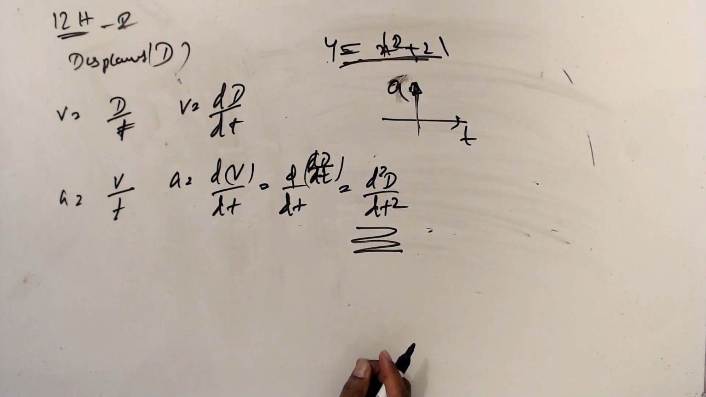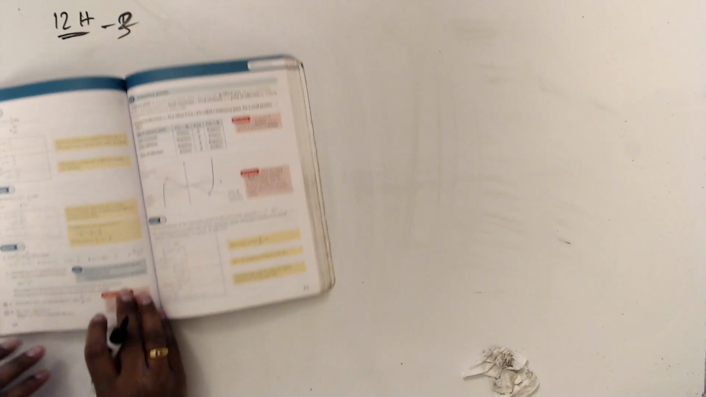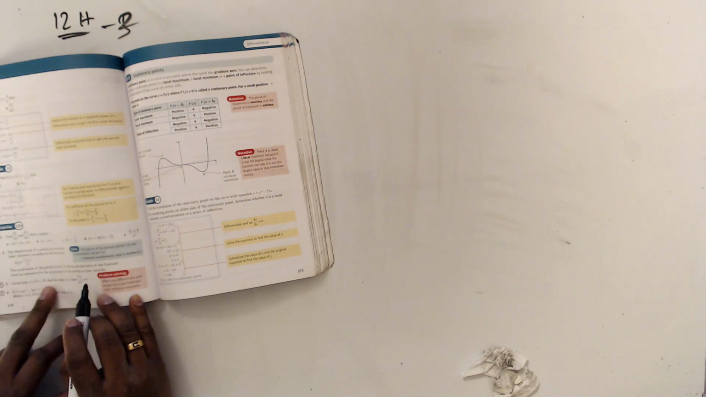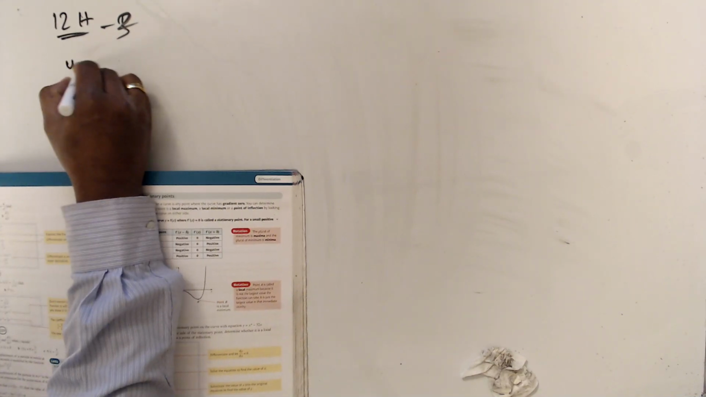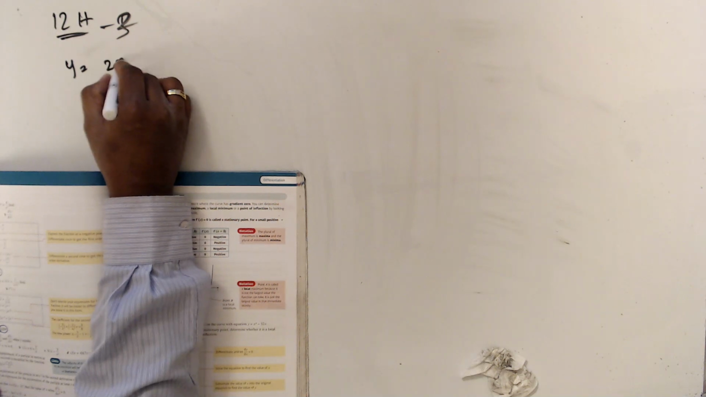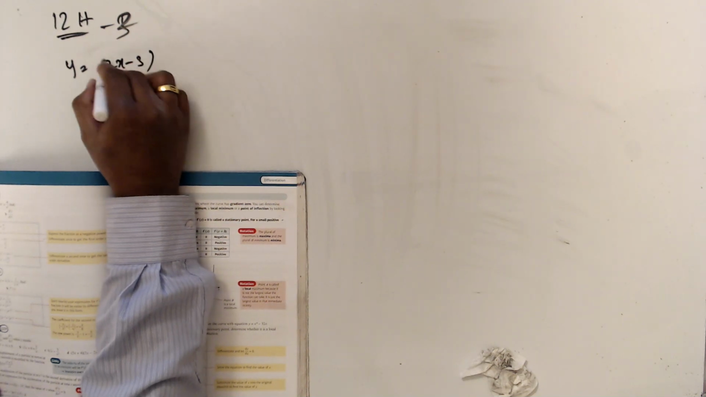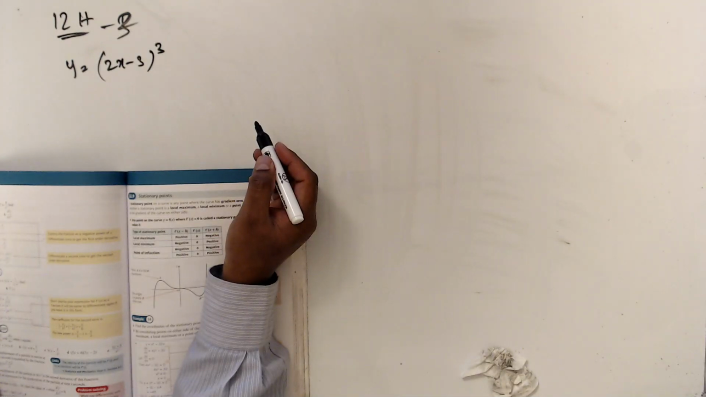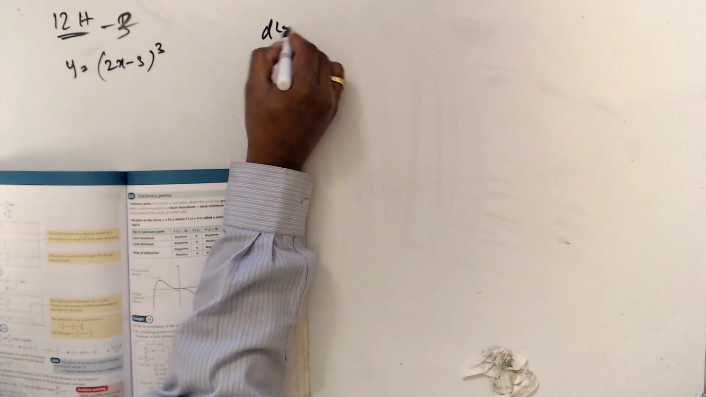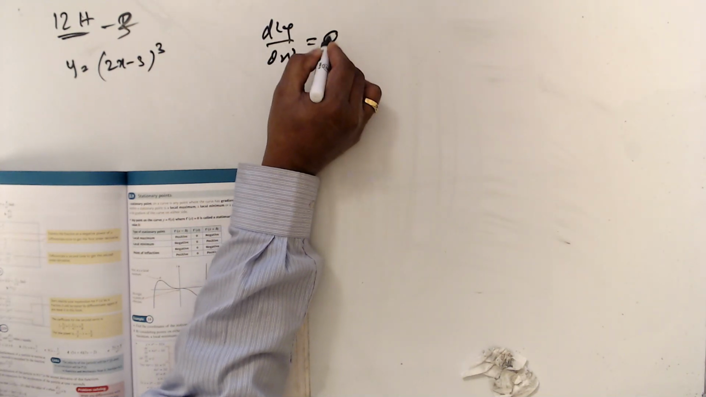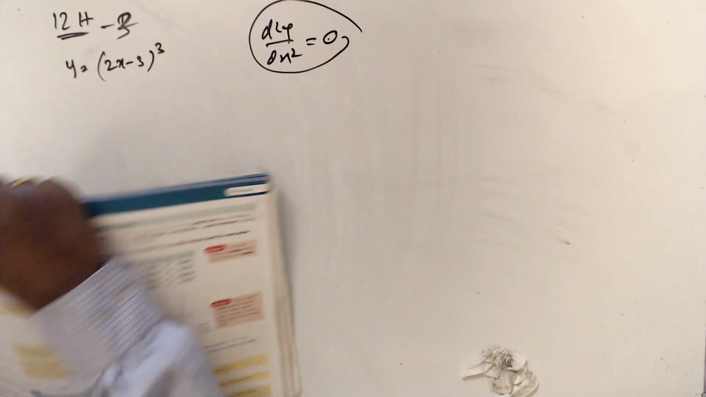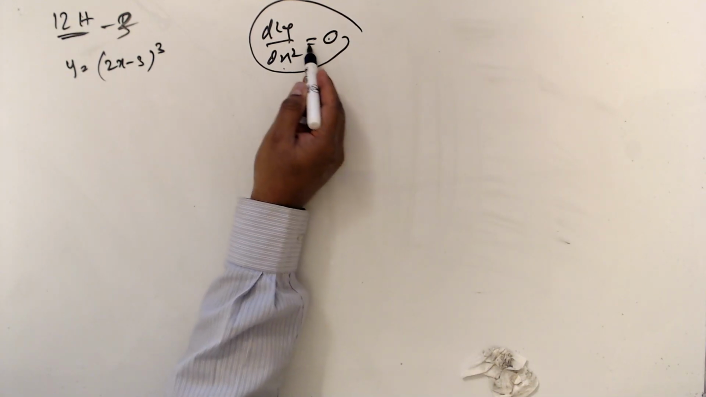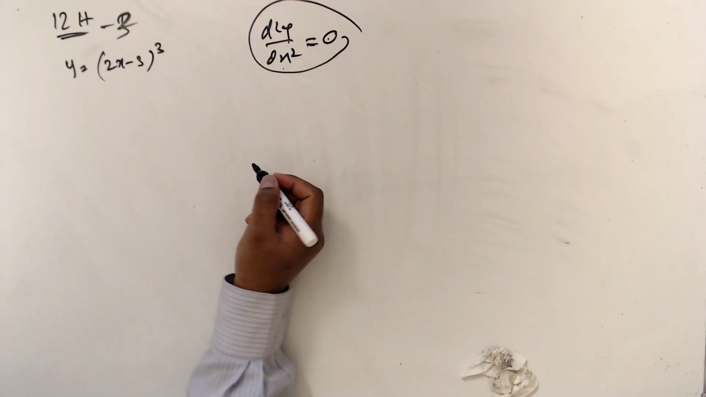Question number 3. d square y over dx square, given y equals (2x minus 3) to the power 3. Now find the value of x where d square y over dx square equals 0. So this is an equation. We want to find d square y over dx square and set it equal to 0.